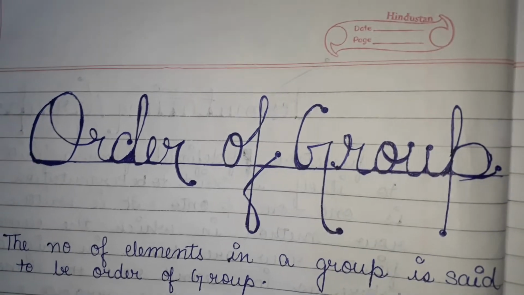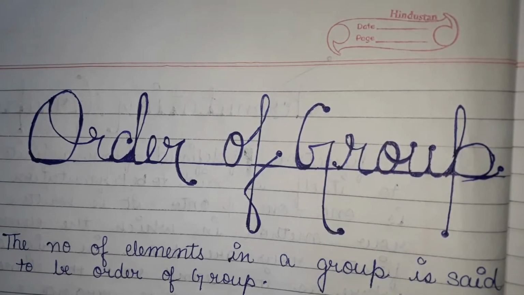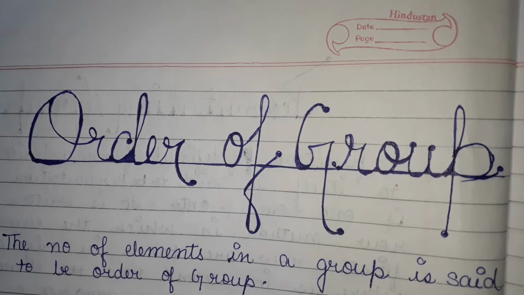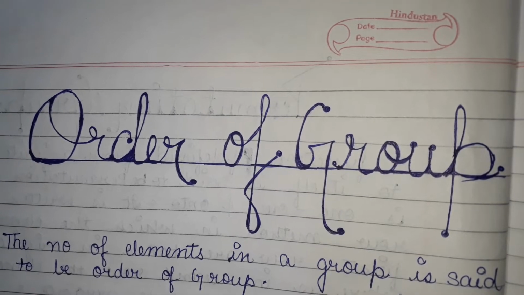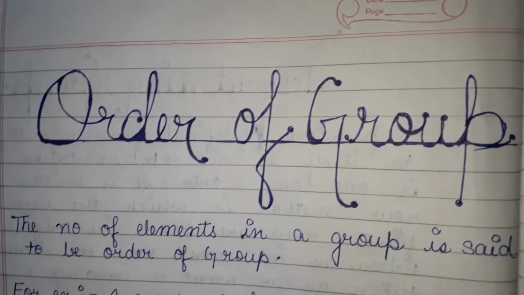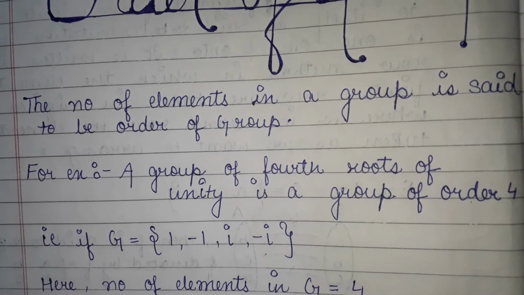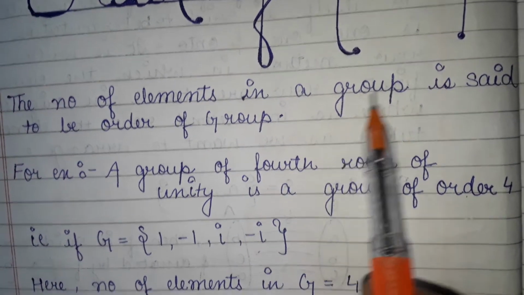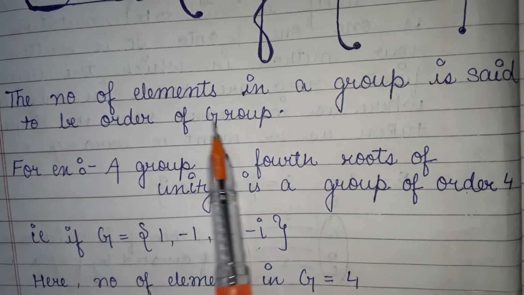Hi friends, in this video we will talk about what is order of group. So let us discuss what is order of group. The number of elements in a group is said to be order of group.